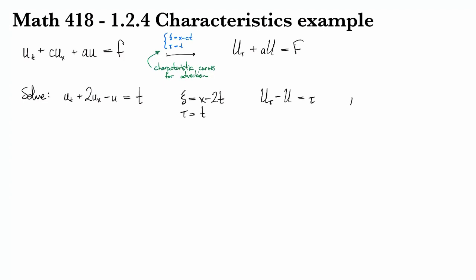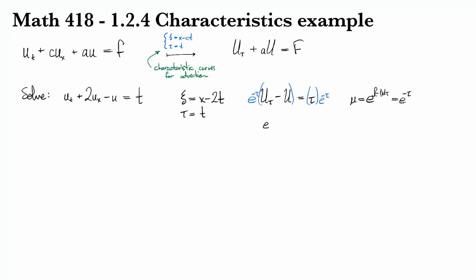And so we look for an integrating factor, e to the integral of this term's coefficient, which is -1. So we have e to the minus tau as our integrating factor. So we multiply e to the minus tau all the way across this equation.